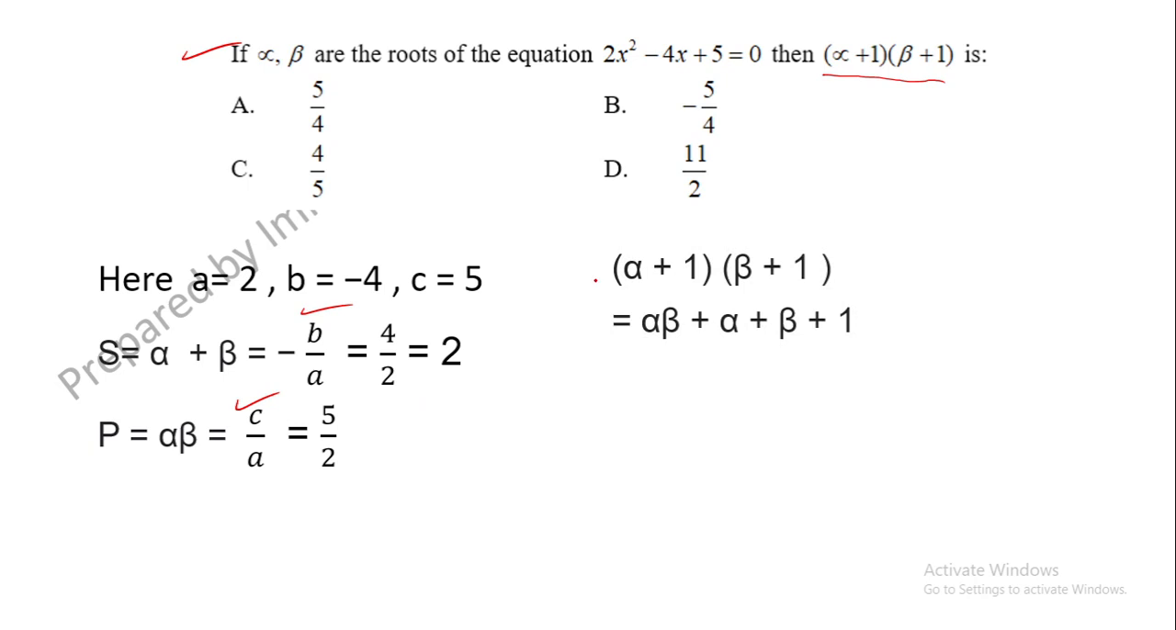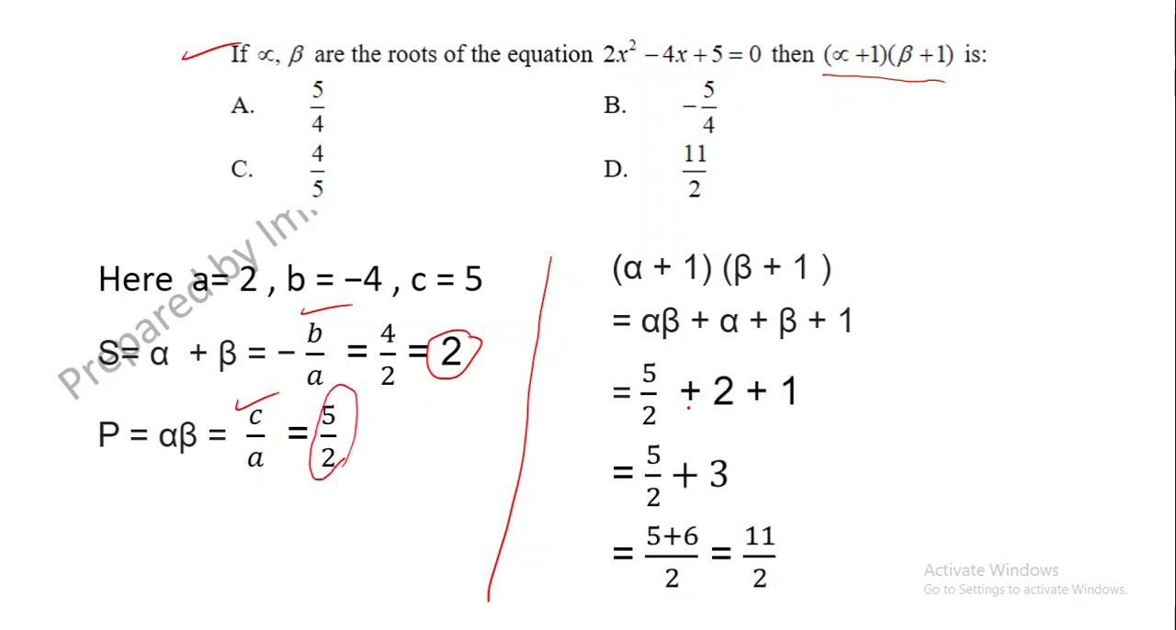He says that you have to find the value of this one, alpha plus 1 into beta plus 1. I told you that you must express this in the form of alpha beta and alpha plus beta. Why? Because we have the values available for these, and if you express it in this form, you can easily substitute the values. So 5 plus 2, simplify this a little bit and you will get this answer. So the right option is D.